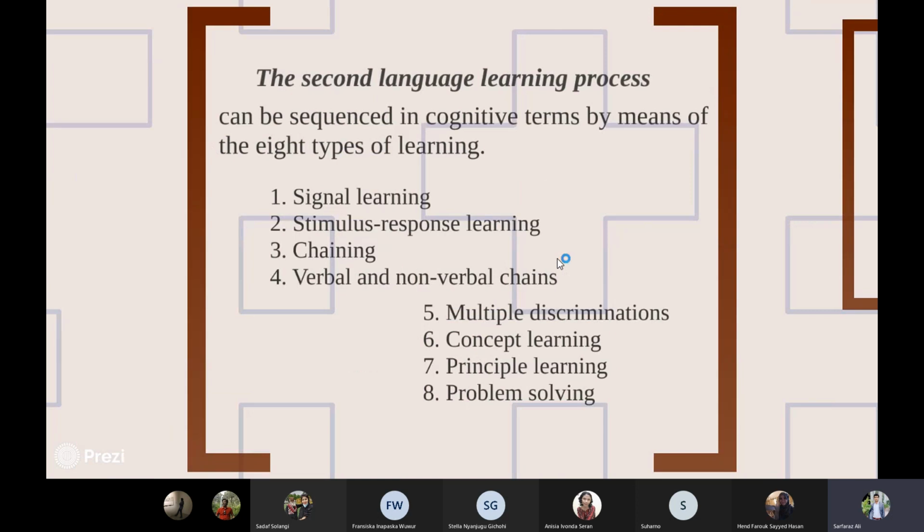All of these types of learning are divided into different sections. The first five focus on one kind of learning, whereas the remaining three, from six to eight, are of another kind. They can be sequenced in cognitive terms by means of the eight types, as already described.